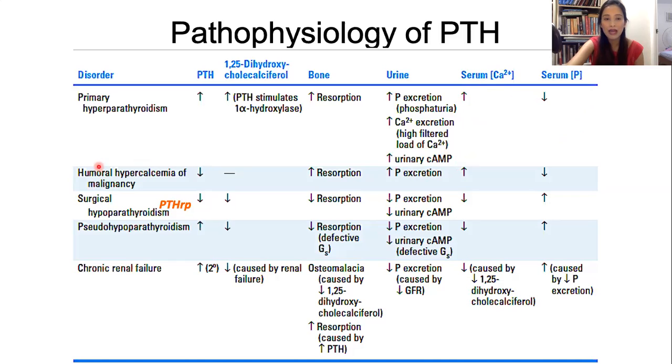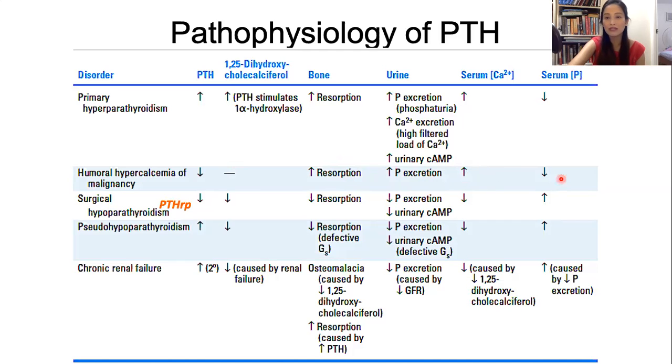In humoral hypercalcemia of malignancy, the malignant cells, usually it's breast, but other malignancies can also cause humoral hypercalcemia of malignancy. There is excessive secretion of your PTH-related protein. It acts like PTH, and because it acts like PTH, it also increases bone resorption, increases phosphate excretion, much like PTH, and increases calcium and lowers serum phosphate.